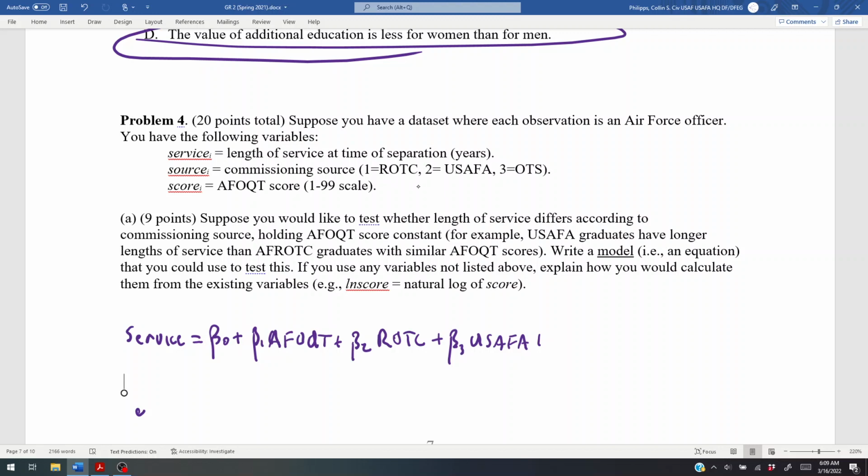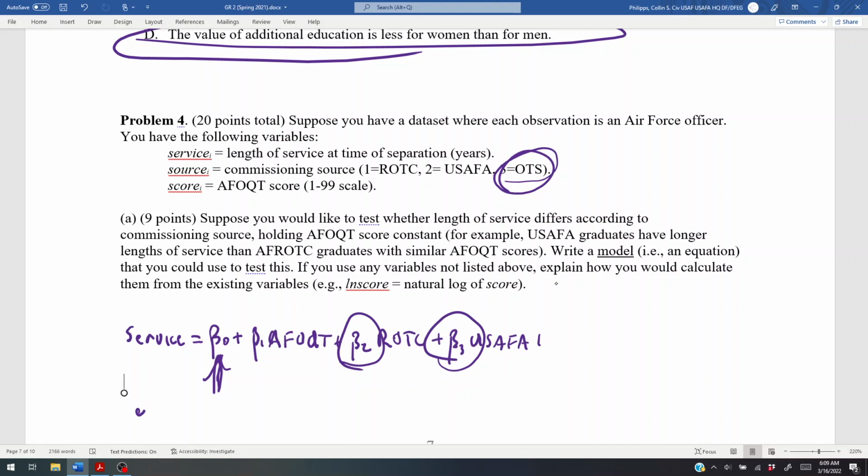So if I include ROTC and USAFA, the baseline people who are not ROTC and not USAFA, so both of those variables are 0, those baseline people, guess where they came from? OTS. So the estimated value that I get on beta 0, if I leave OTS out, is basically the constant for the OTS people. And then this coefficient will tell me the difference for the ROTC people relative to OTS. And this coefficient will tell me the difference for the USAFA people relative to OTS.